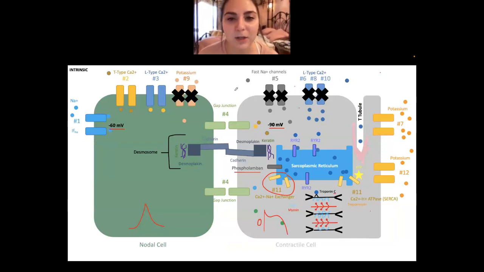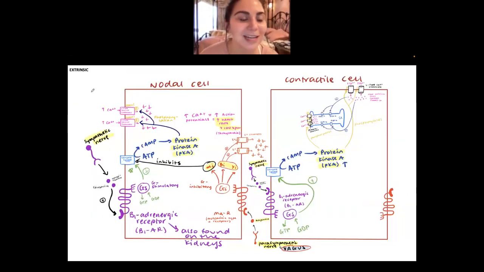So I didn't want to do this. This took a very long time to make, so I just drew it. But basically, same thing, nodal cell, contractile cell. At this point, you can look at the nervous system, right? So what's going to happen is a sympathetic nerve is going to release norepinephrine and epinephrine. You know that those are going to bind to beta-1 receptors on the nodal cells, so beta-1 adrenergic receptors.